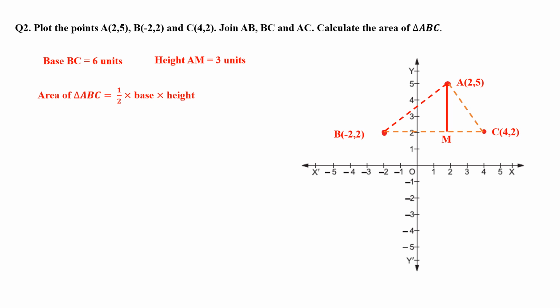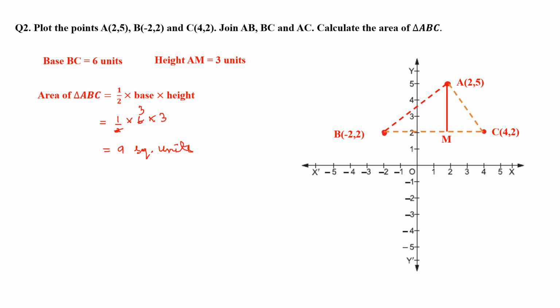Now let's put all the values in the formula. So you will get half into base is 6 and height is 3. So half of 6 is 3, then 3 into 3, 9 square units. So this is the area of the triangle ABC. These types of questions are very simple, but it is not in NCERT. It is given in your R S Aggarwal, and these types of questions usually come in exams.